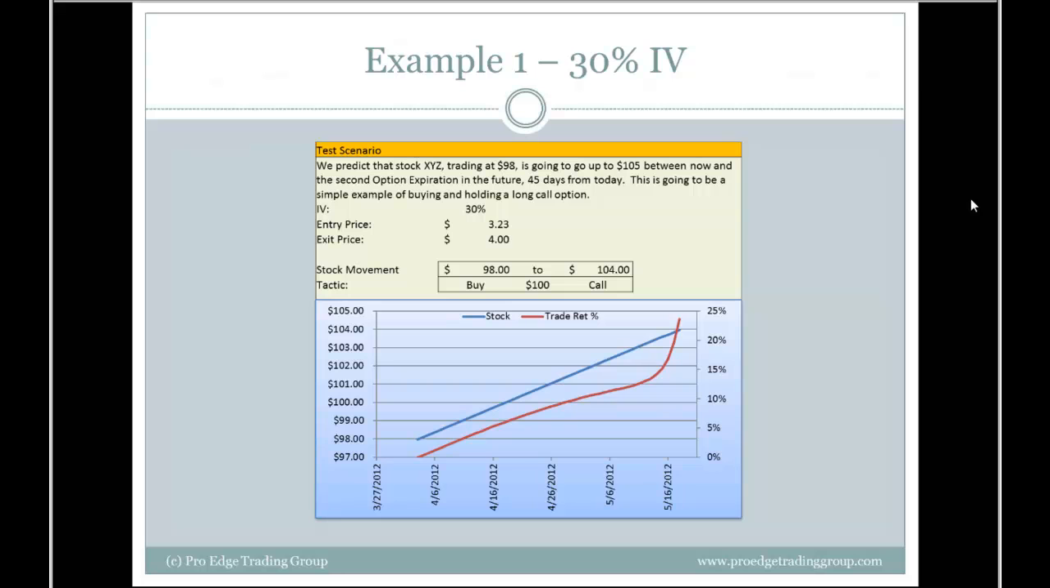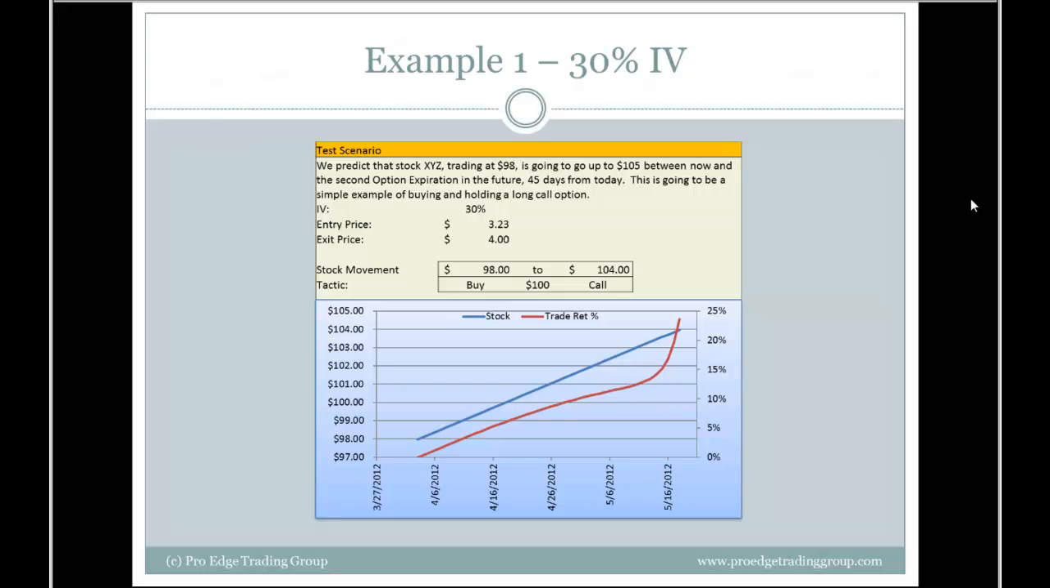Now, when I'm putting this trade on, my guess is that the market's going to go up. And I have a general idea if it's going to go up to roughly this amount. Could go up more, could go up less. The reality of the situation is it moved up to $104. The implied volatility on the options when I bought them, 45 days out, was 30%. That ended up being a call price of $3.23. So to get into this trade, we just spent $3.23.